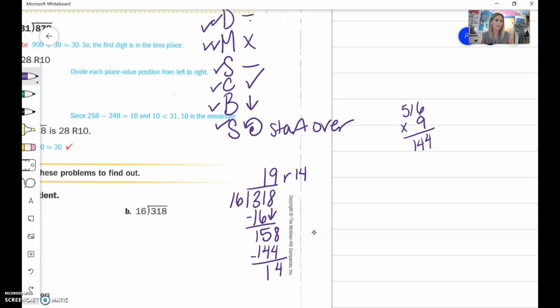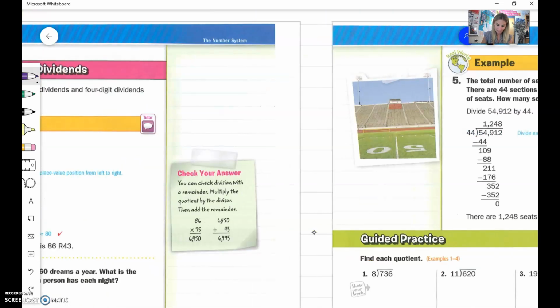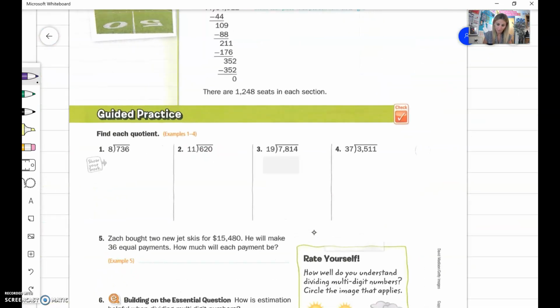Okay, let's do some more practice problems together. So I need for you to get to page 218, which is right here. Here we go.